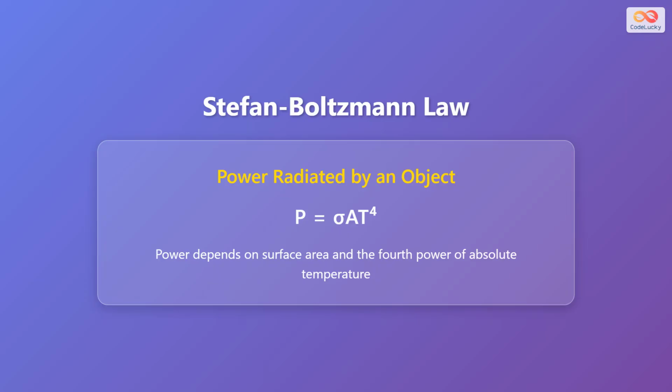The power radiated by an object is governed by the Stefan-Boltzmann Law. The formula is P equals sigma A T to the fourth power. This law tells us that the power radiated depends on the surface area and the fourth power of the absolute temperature in Kelvin.